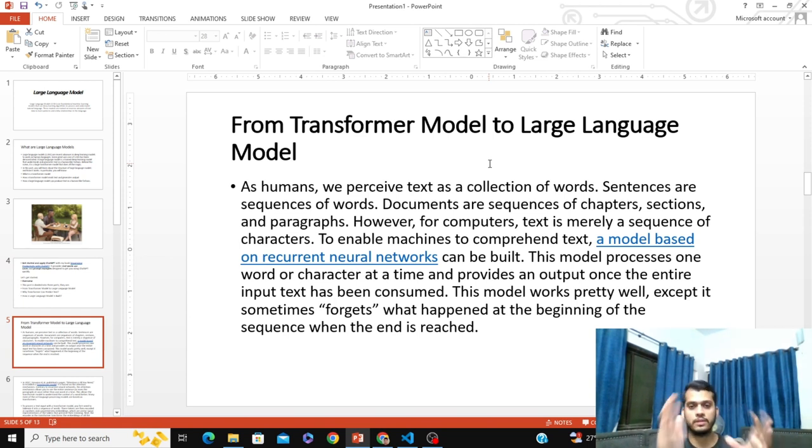As humans, we perceive text as a collection of words; sentences are sequences of words, documents are sequences of chapters, sections and paragraphs. However, for computers, text is merely a sequence of tokens. To enable a machine to comprehend text, a model based on a neural network can be built. It processes one word or character at a time and provides an output when the entire input has been consumed. That model works pretty well, but it sometimes forgets what happened at the beginning by the time it reaches the end.